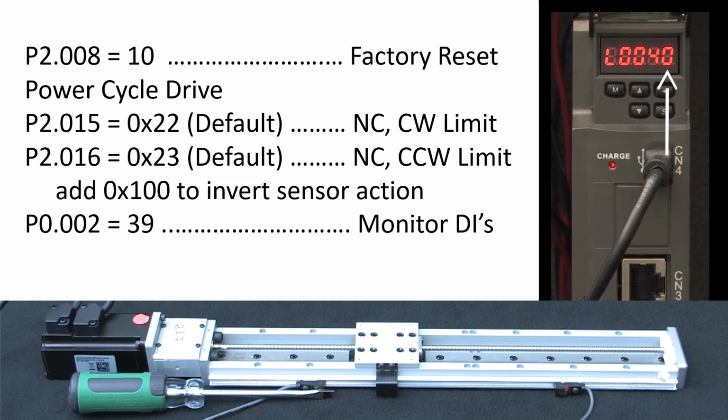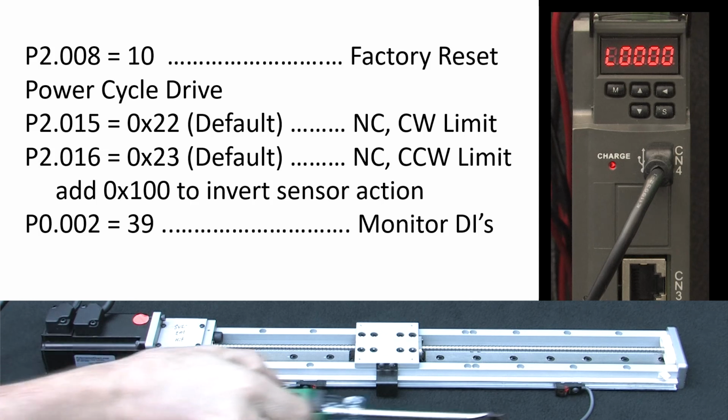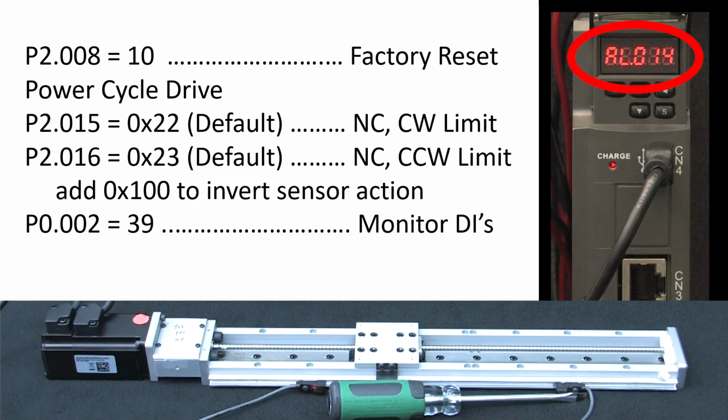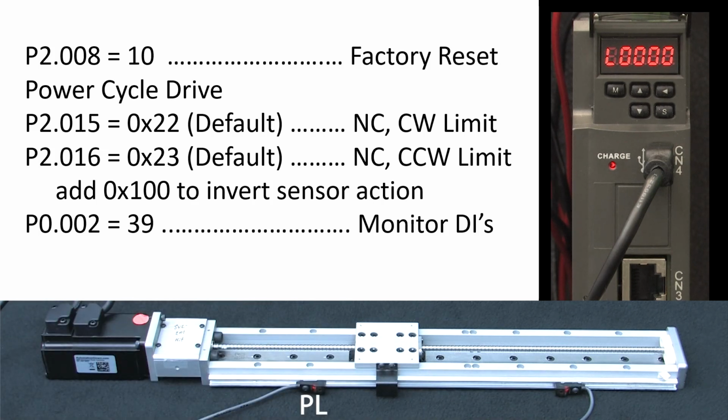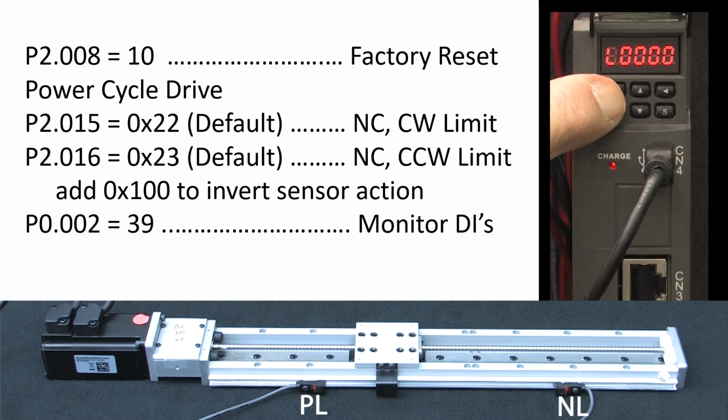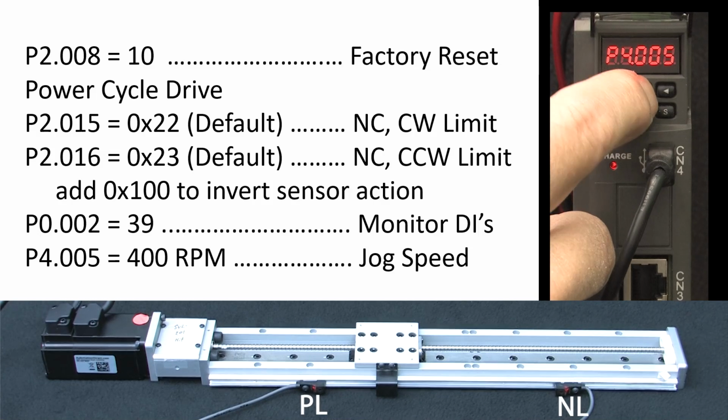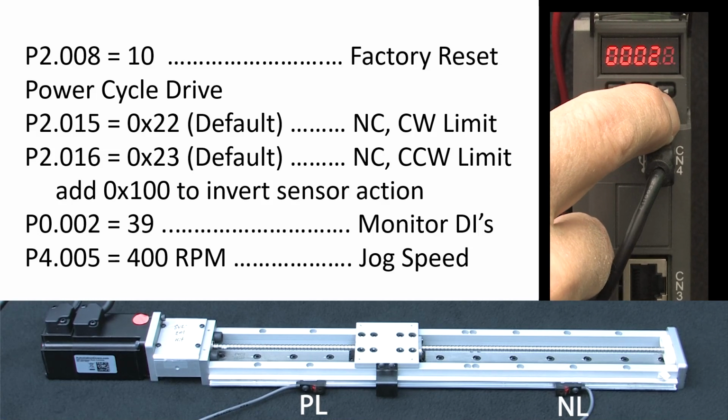Yep, looks good. If I test the other limit switch, I get the negative limit alarm, and if I press the M key, I see that's being caused by bit 6. Perfect. So we know this is the positive limit, and this is the negative limit. But is this the positive direction? Well, let's jog the motor to find out by going to parameter 4.005 and setting it to a reasonable speed.